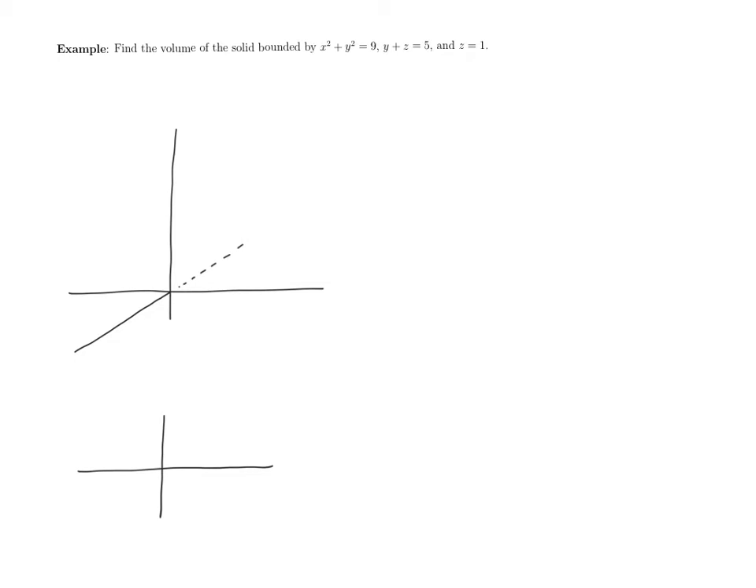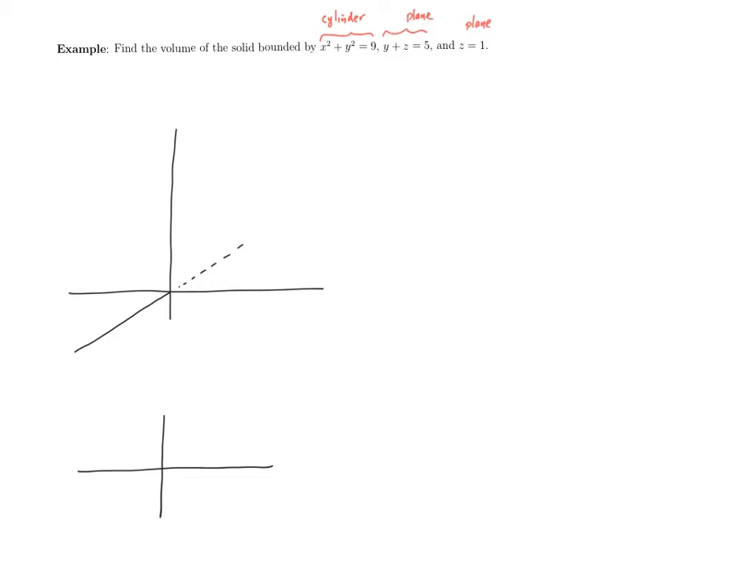What we would like to do is find the volume of the solid bounded by the surface x squared plus y squared equals 9, y plus z equals 5, and z equals 1. Of course, our first step is to draw pictures. Let's put a little bit of terminology to these surfaces. X squared plus y squared equals 9 is a standard cylinder, radius 3, that wraps around the z-axis. Y plus z equals 5 is a plane, and z equals 1 is also a plane.